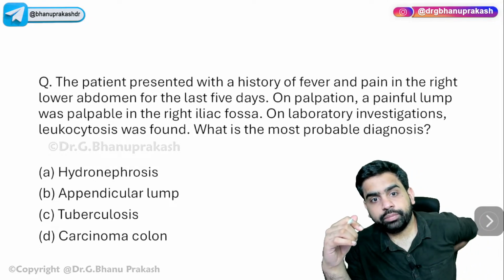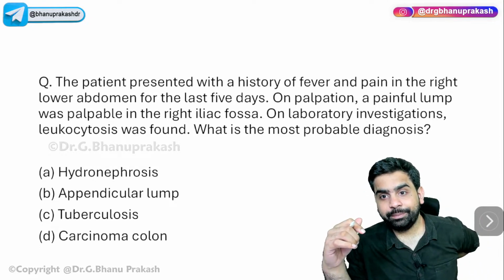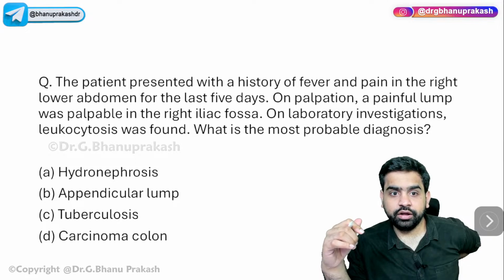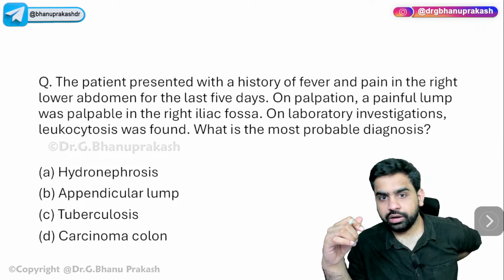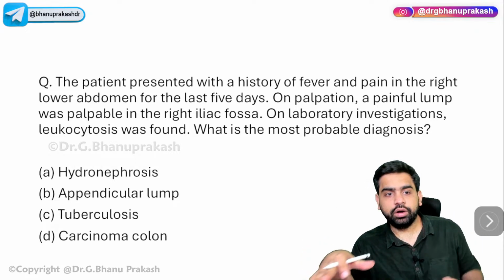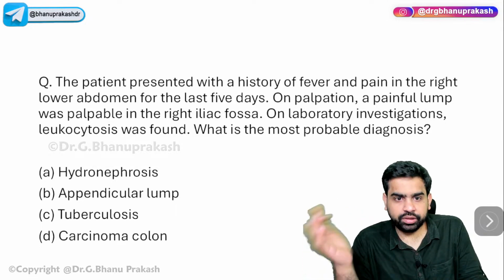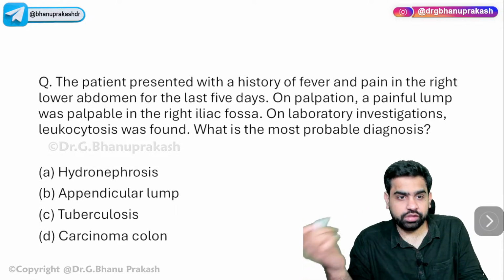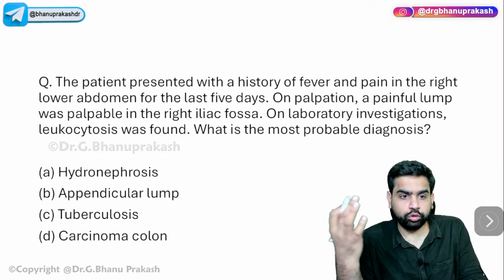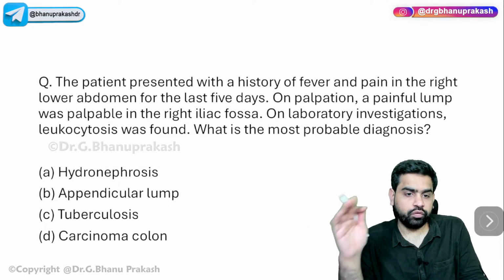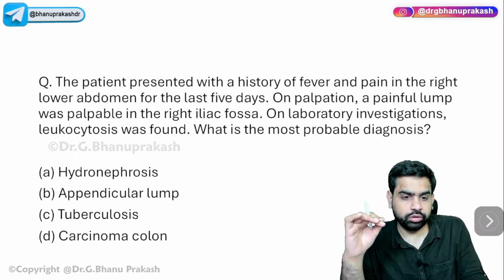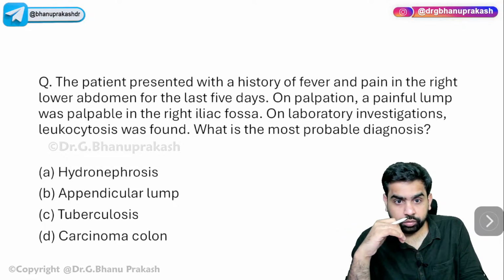There is a patient who presented with a history of fever and pain in the right lower abdomen for the last 5 days. On palpation, there is a lump palpable in the right iliac fossa. On laboratory investigation, leukocytosis was present. What is the most probable diagnosis of this patient? Hydronephrosis, appendicular lump, tuberculosis, or carcinoma of the colon? So what do you think? What is the answer over here?